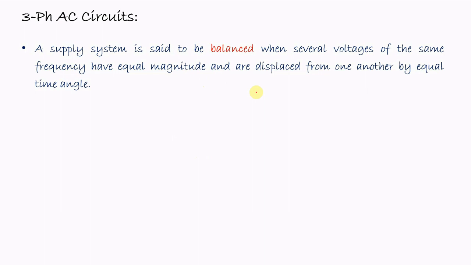Remember one thing, the three-phase circuit can be categorized into two parts. One is the supply system and the other is the load part. A supply system is said to be balanced when several voltages, for example, in a three-phase supply system, three voltages of the same frequency and equal magnitude, are displaced from one another by a 120-degree phase angle.